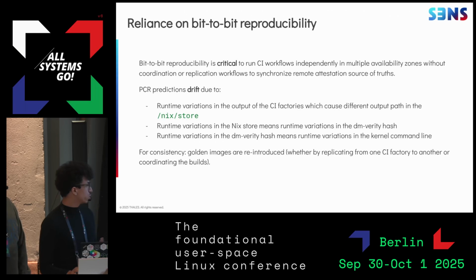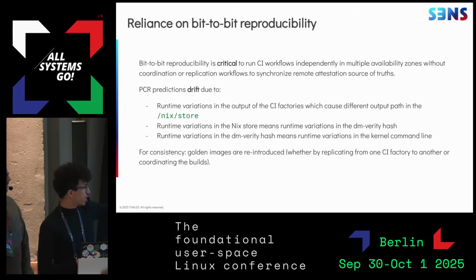And why do we care about bit-to-bit reproducibility even inside of S3NS, even without the DIT use case? Well, if you have multiple regions, multiple availability zones that are guaranteed to operate independently, then your CI pipelines, the build pipelines that we showed earlier, have to work independently. And independently means that you cannot use synchronization workflows to send the source of truth of one CI to the other CI and so on. And so you need bit-to-bit reproducibility, otherwise it's impossible to produce the same predictions for the PCR.